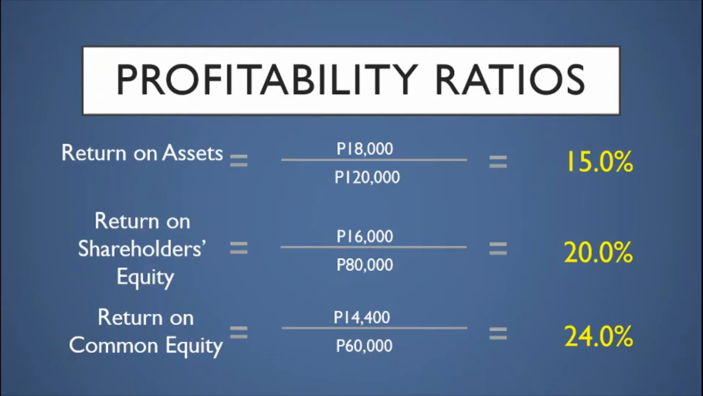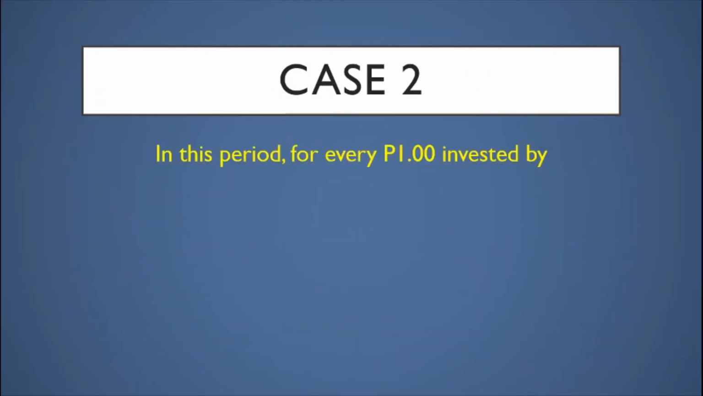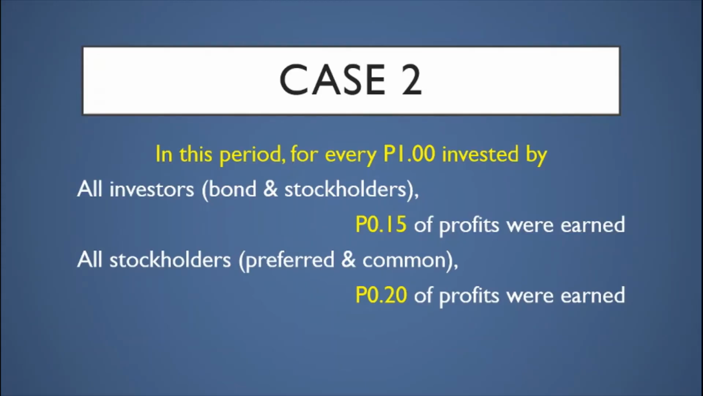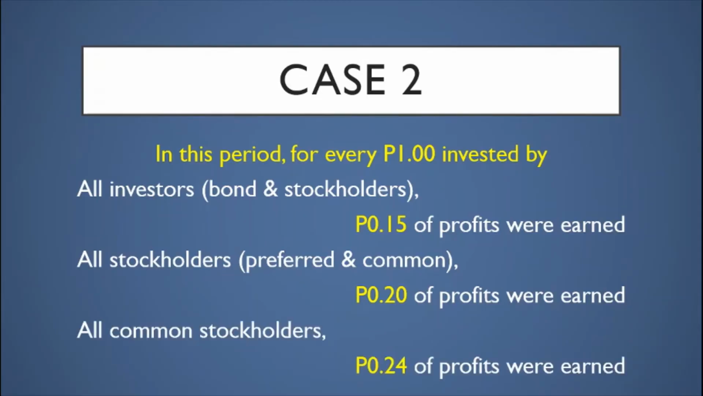How are we going to interpret these ratios? In this period, for every 1 peso invested by all investors, whether bondholders or stockholders, you would have 15 centavos of profits earned. In this period, for every 1 peso invested by all stockholders, preferred and common, 20 centavos of profits were earned. In this period, for every 1 peso invested by all common stockholders, 24 centavos of profits were earned.